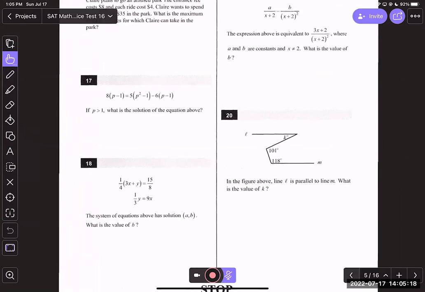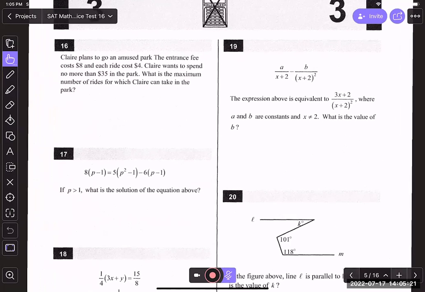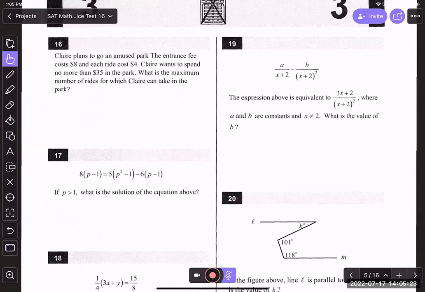Claire plans to go to an amusement park. The entrance fee costs $8. Each ride costs $4. Claire wants to spend no more than $35 in the park. What is the maximum number of rides Claire can take in the park?